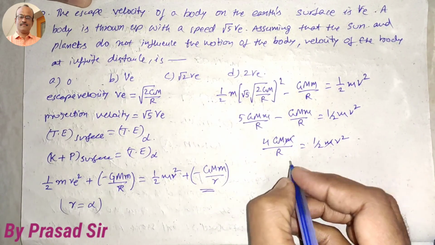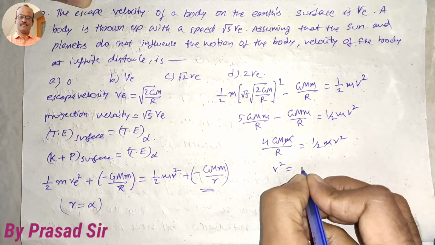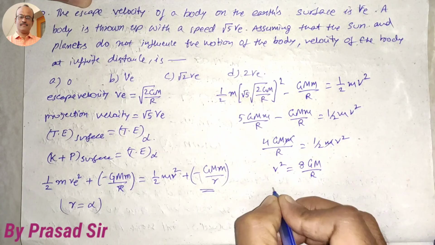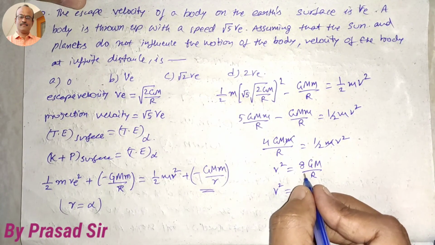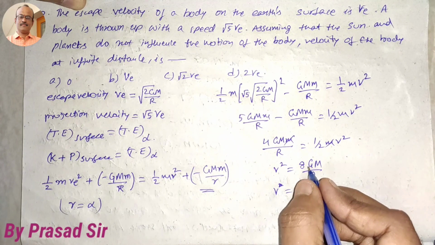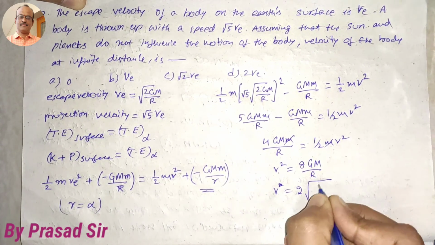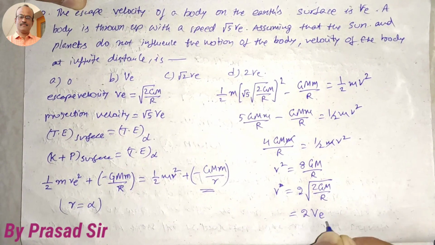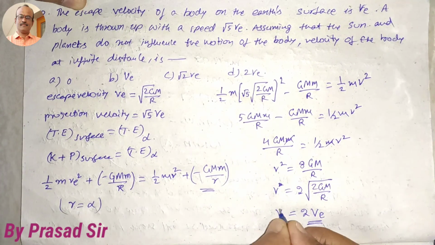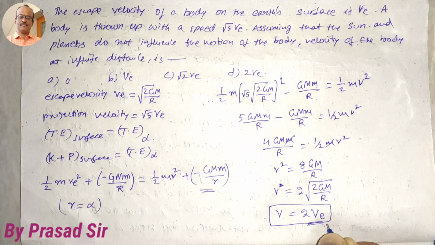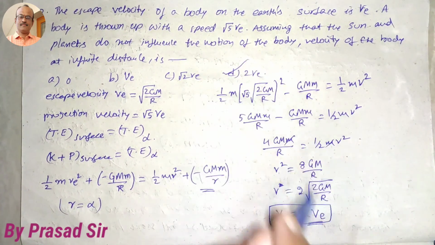Here m gets cancelled. So what happens here? V square is equal to 8 capital G capital M divided by r. So here v square is equal to 8, can be written as, so here v, square root means what happens here? 2 times square root over 2 capital G capital M divided by r, 2 times escape velocity. So that means here the velocity at the infinite distance, that means 2 times escape velocity. So which option is correct here? In this case 2 times escape velocity, option D is correct.